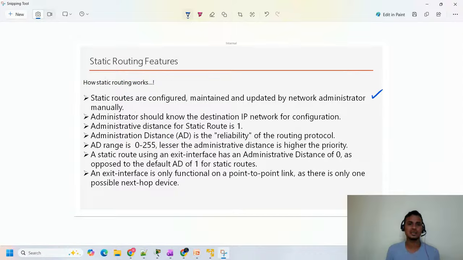Static routes are configured, maintained and updated by the network engineer or network administrator, and the administrator should know the destination network for configuring the static routes. Again, the same example, guys. You have router 1 here, which is connected towards your router 2.